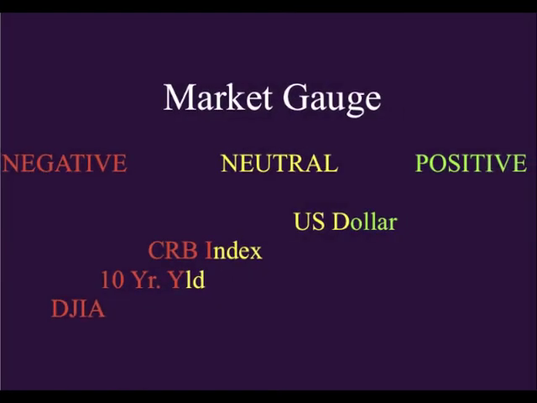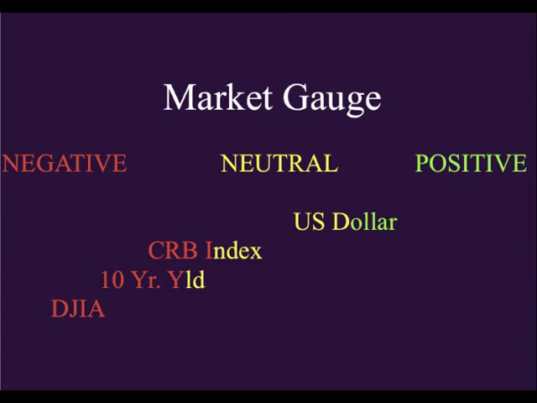And taking a look now at our market gauge, the object here is to be as far in the right column in the positive territory as possible, and as far away from the negative column in the left as possible. And we see that the US dollar came in first place this week, so we put that one between neutral and positive as it's trying to make its way into positive territory, and I think we're going to see just that.